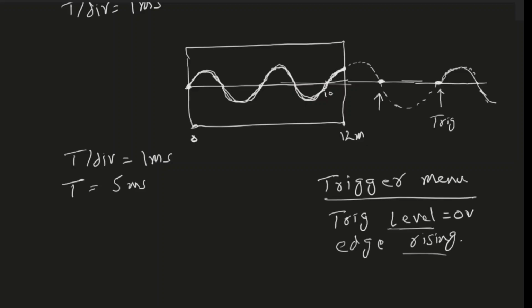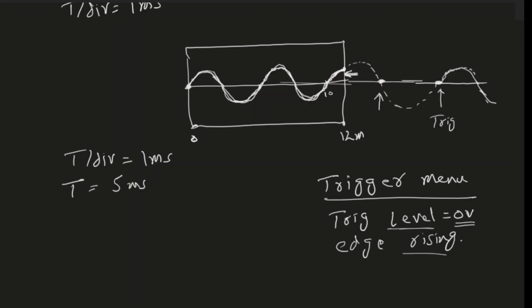Now, the trigger level, we have selected it to be 0 volts. You can set it to anything. The trigger level knob, you can rotate it, and you will see that there will be an arrow on the right side, and this actually tells the oscilloscope what is the trigger level. You can bring it up and down, and that will control the trigger level. You can also control the edge. You can make it a rising edge or a falling edge.